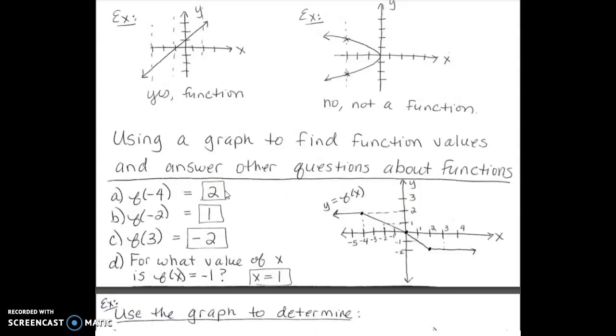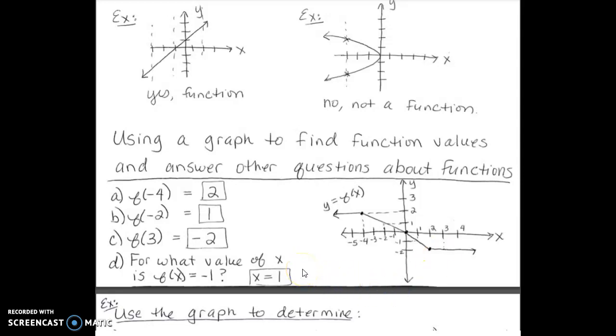Part B, f of -2. So this time I find the x value -2, which would be here. The y value up here on my graph is about right there, and that corresponds to the y value of 1. So f of -2 would equal 1. And then part C, f of 3. So this time I'm going to go over here to x equals 3, and then go find my graph, which would be down here, and that is on this path of this y value right here at -2. So f of 3 equals the y value -2.